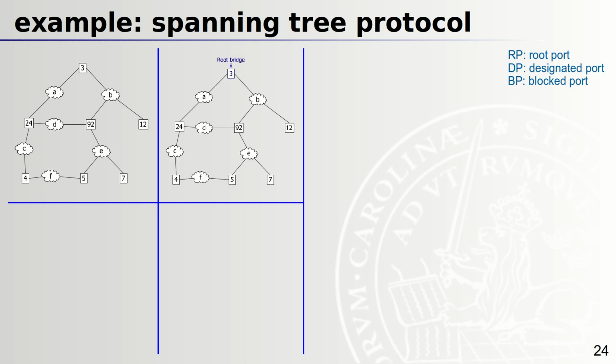First, one of the bridges needs to be elected root bridge. It is no real root, of course. We're working with undirected graphs and are about to build an unrooted tree, but it is the node that for the duration of the protocol plays a special role. It can, for example, be identified as the one with the smallest ID in the network, as in this example.